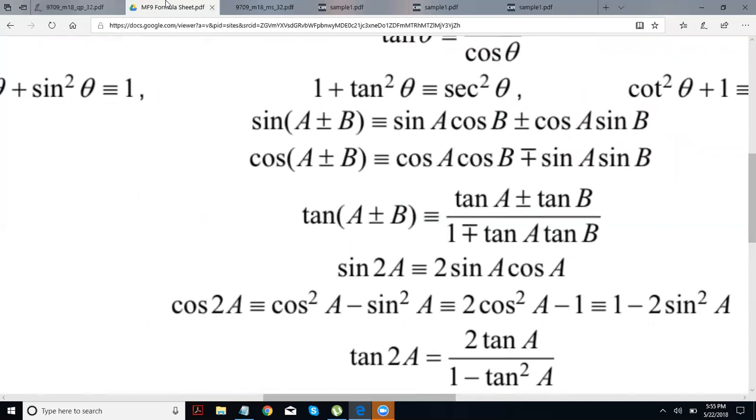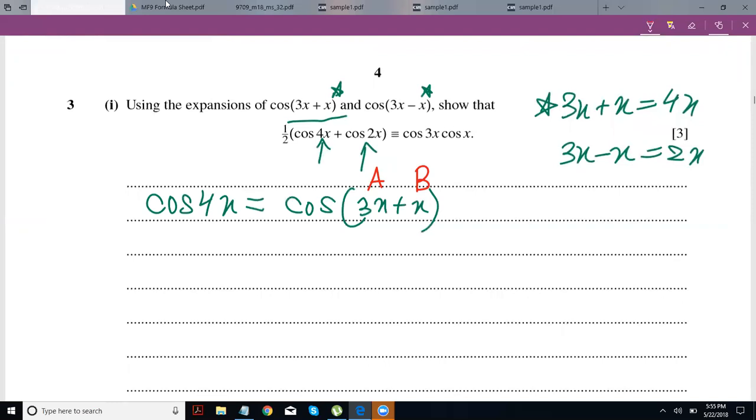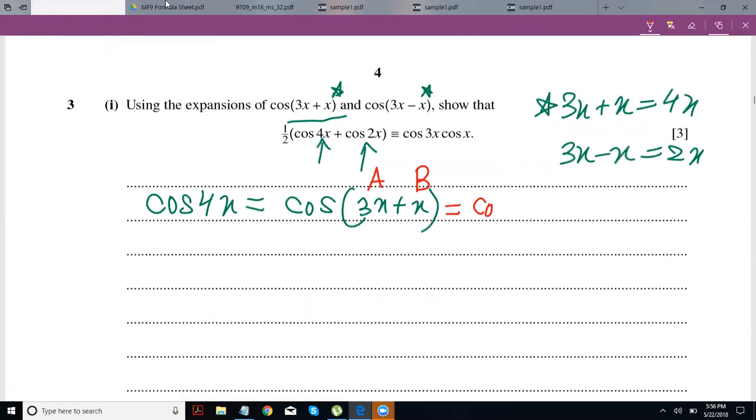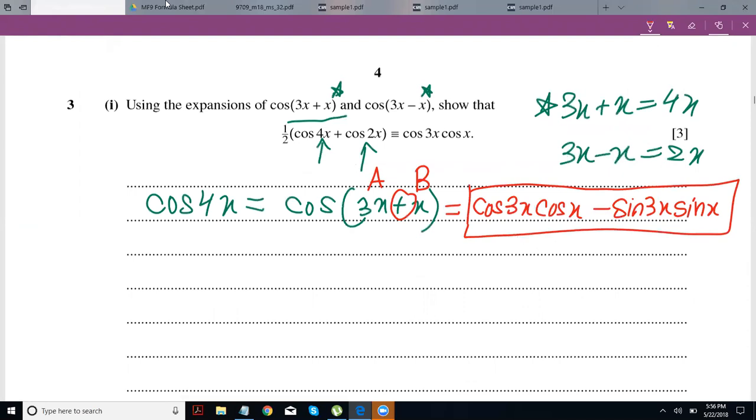It's given. So it says cos A plus B is cos A cos B, and if it's a plus, it'll be a minus there. If it's a minus, it'll be a plus there. Sin A, sin B. So A is 3x in this case, and B is x. So let's just do this. So it was cos A, cos B. So this is cos 3x because 3x is A. Cos B would be cos x. If there's a plus here, it'll be a minus here. That's what the formula told us. Sin 3x, that's sin A, and sin x, that is sin B. So you have this particular expansion.